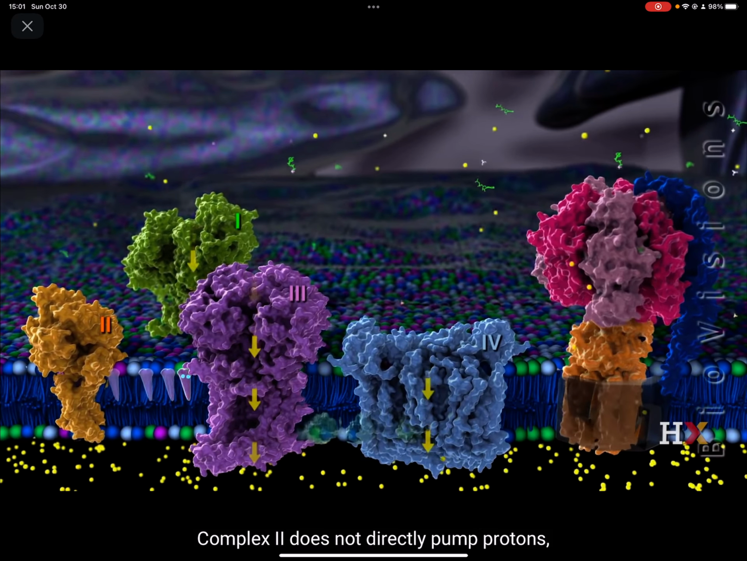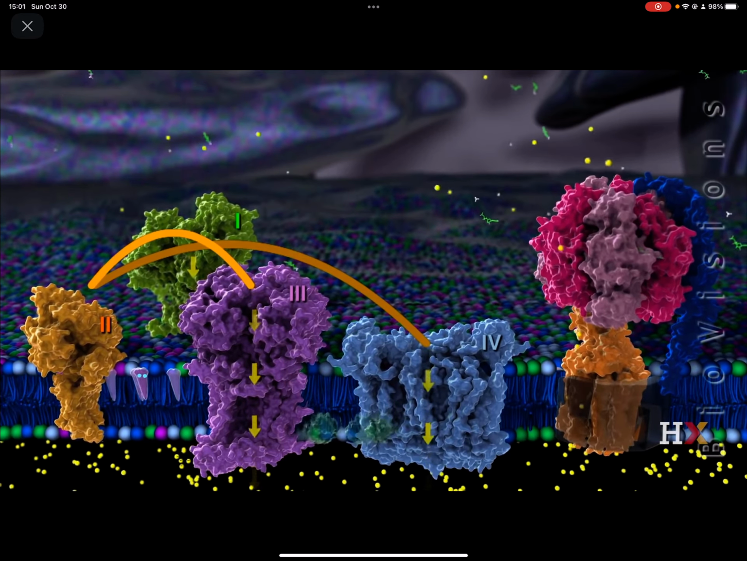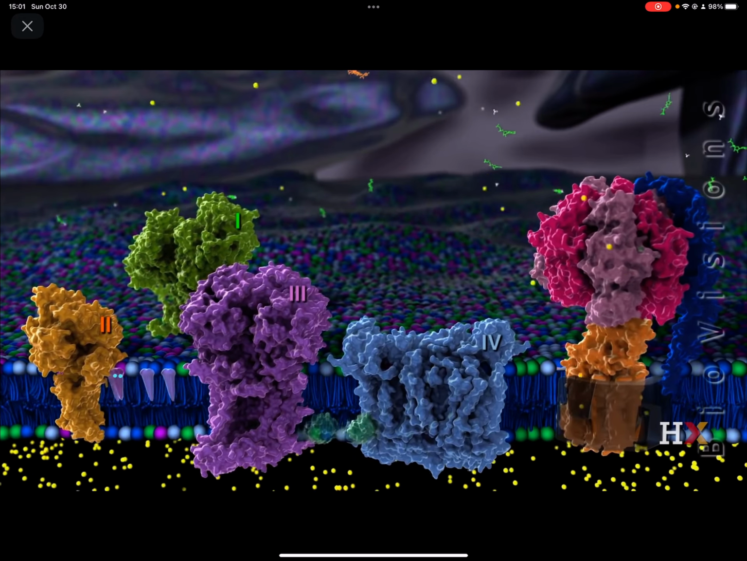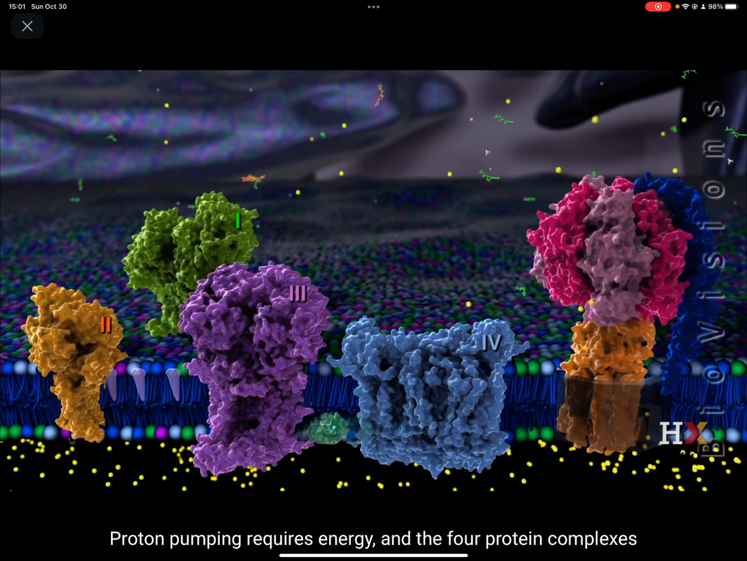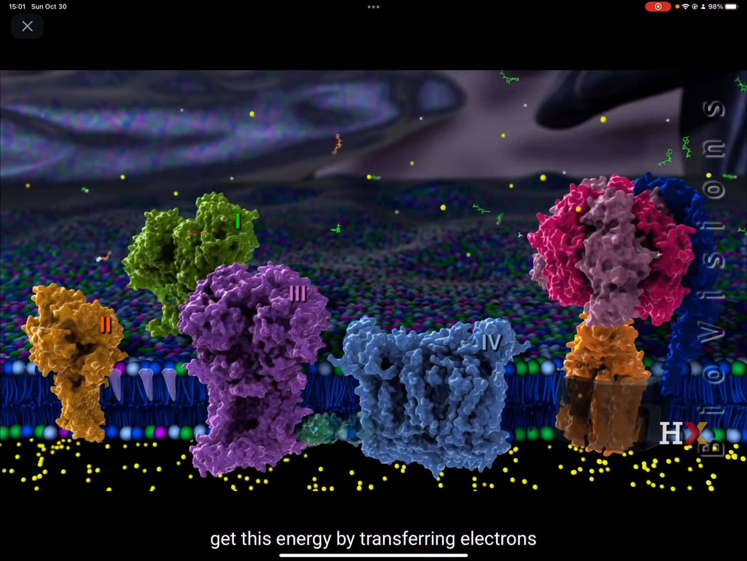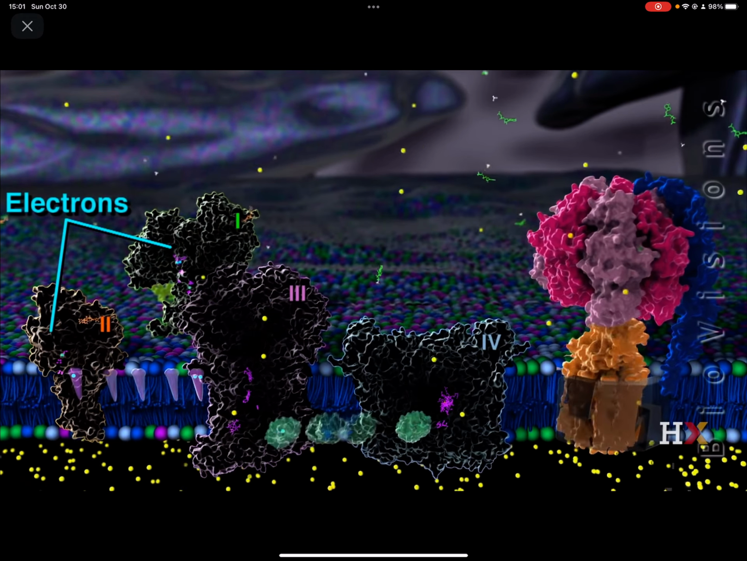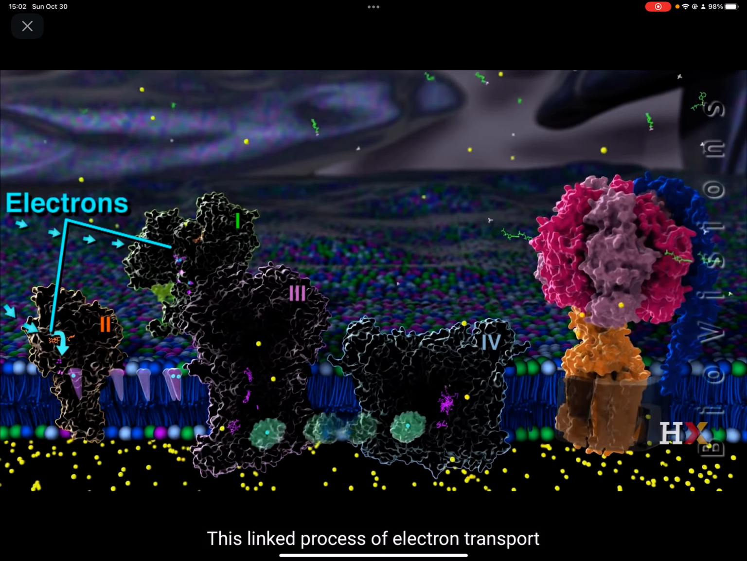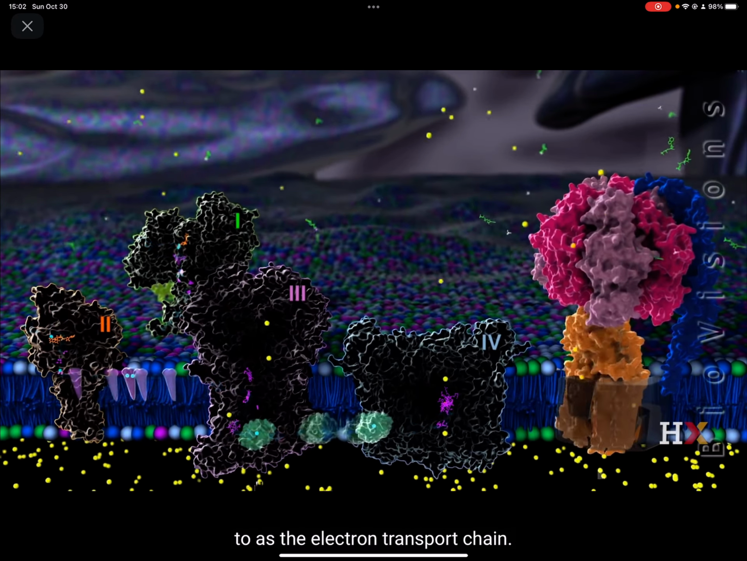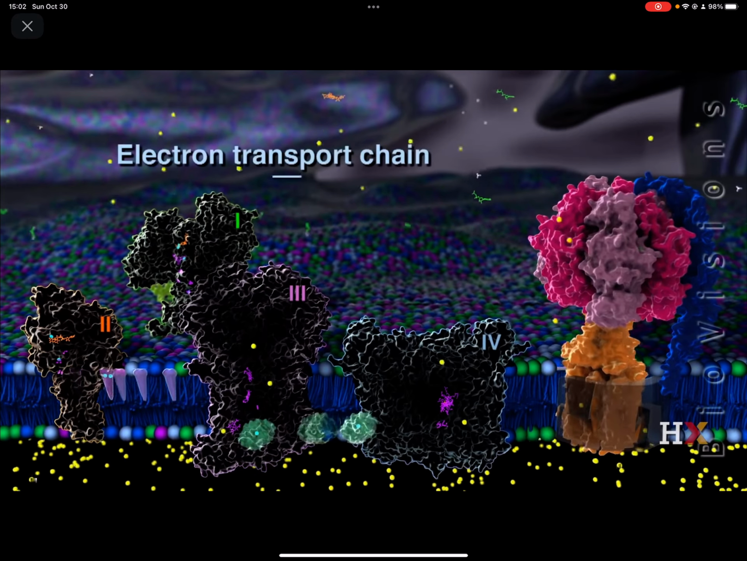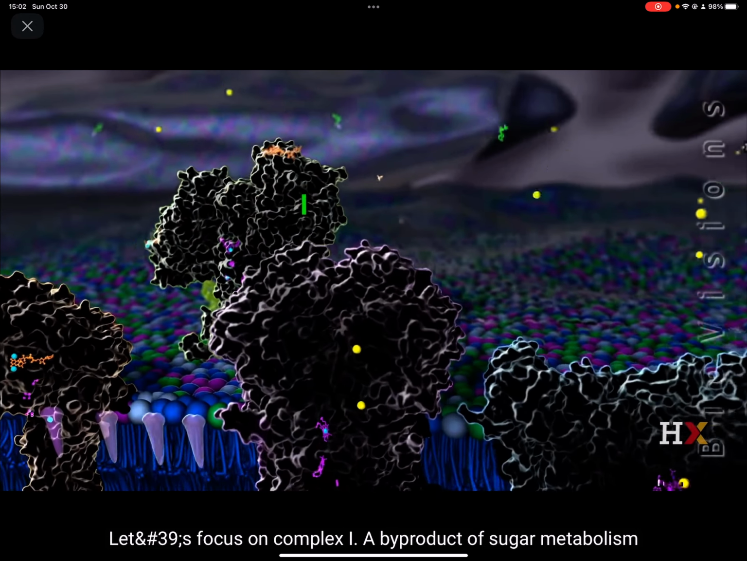Complex 2 does not directly pump protons, but it does promote proton pumping in complex 3 and 4. And proton pumping requires energy, and the 4 protein complexes get this energy by transferring these electrons through a series of reactions. So this is the linked process of electron transport, which is why the 4 complexes are referred to as the electron transport chain. So their processes are directly linked. So we're going to focus on complex 1.